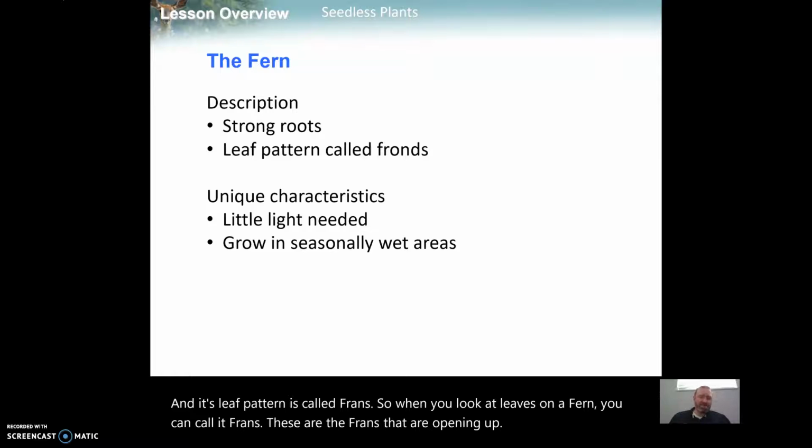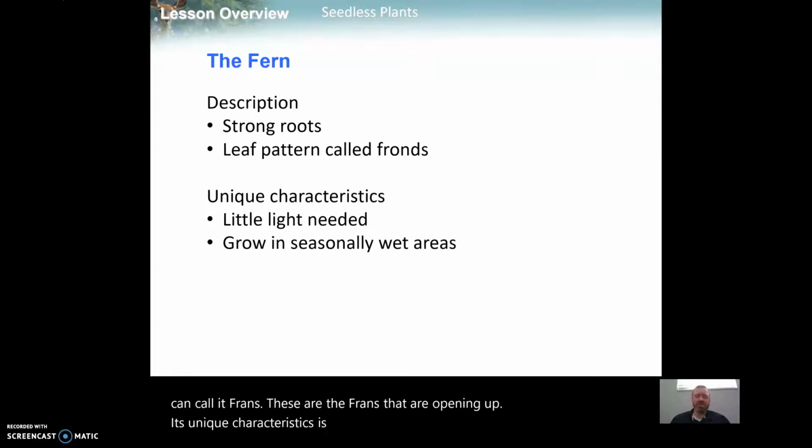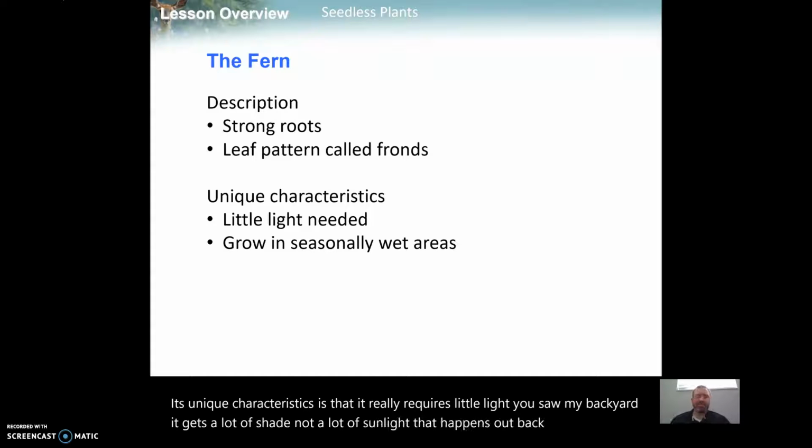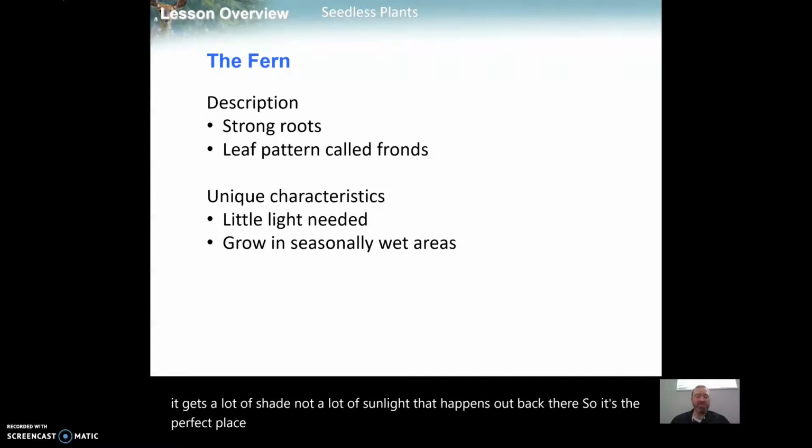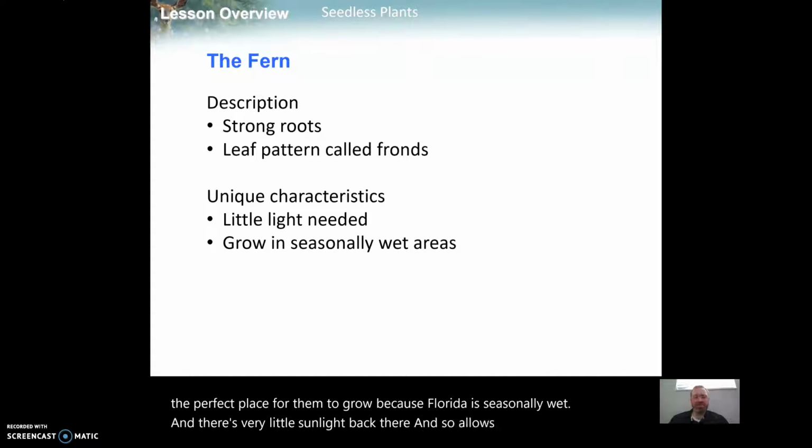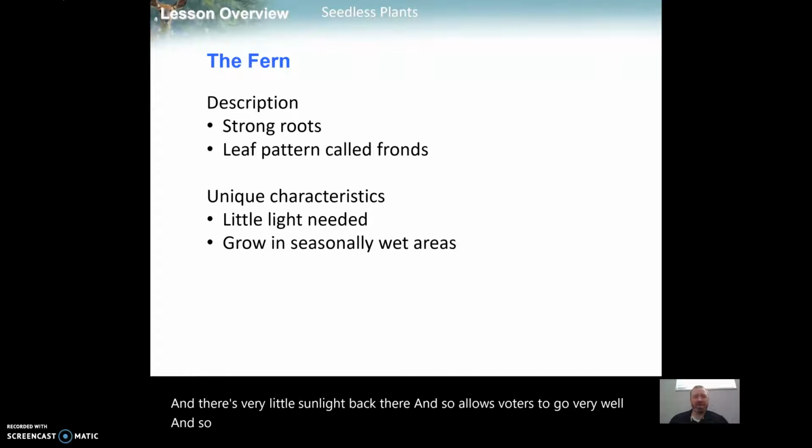Its unique characteristic is that it really requires little light. So in my backyard, it gets a lot of shade, not a lot of sunlight. So it's the perfect place for them to grow because Florida is seasonally wet and there's very little sunlight back there. And so it allows ferns to grow very well. And so ferns grow all over the place back there.